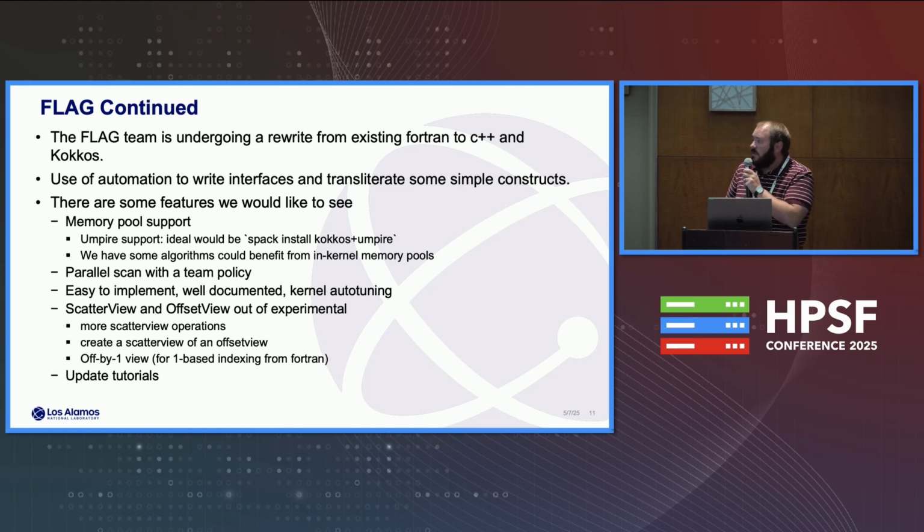There are a lot of features that we use and we would like to see a little bit more support for. One is a memory pool, which would really help our performance. So I would like to see, from the FLAG perspective, other projects have different perspectives, native Umpire support.